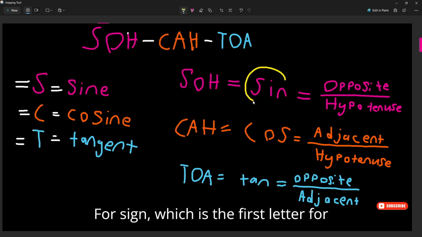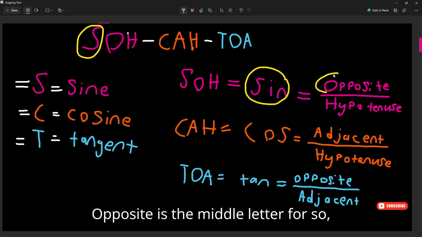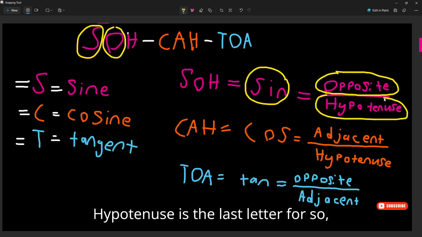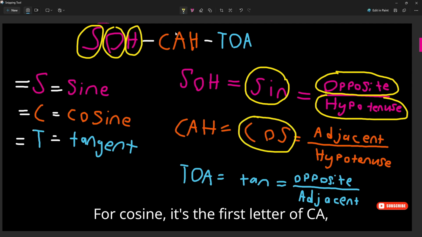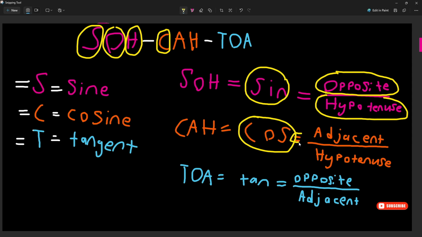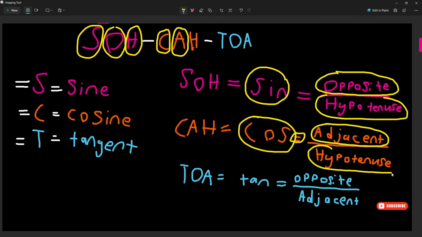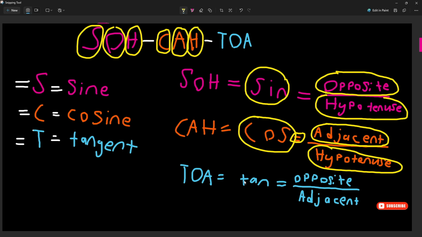For sine, which is the first letter of SOH, S. Opposite is the middle letter of SOH, which is O. Hypotenuse is the last letter of SOH, which is H. For cosine, it's the first letter of CAH, which is C. Adjacent is the middle letter of CAH. Hypotenuse is the last letter of CAH, which is H.